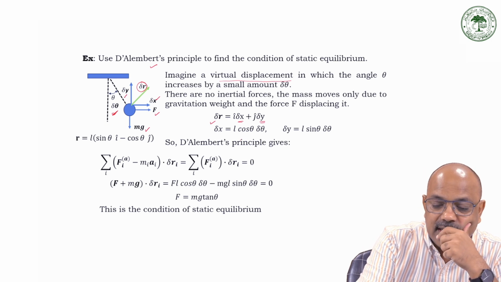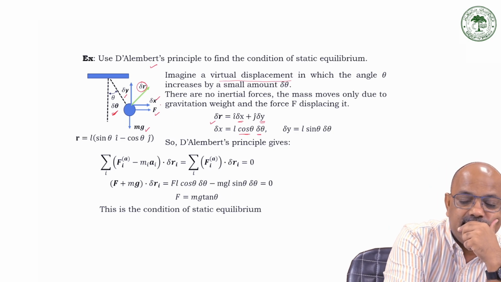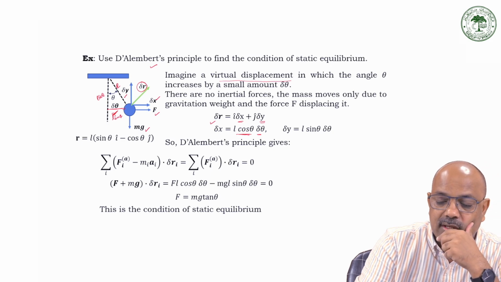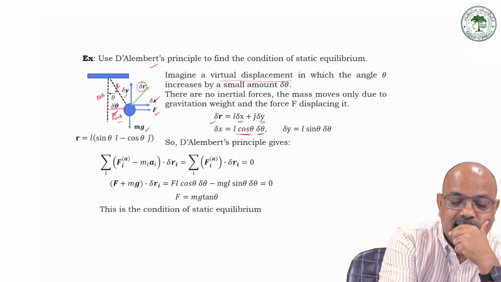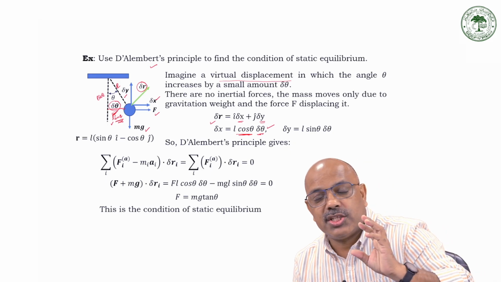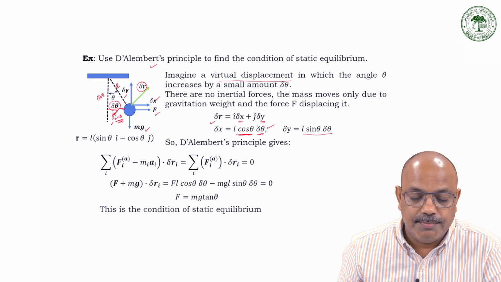Those are consistent with delta x equal to L cos theta d theta. If this is my L and this is my theta, then I find this is L cos theta and this is L sin theta. So delta x is L cos theta delta theta, because delta x is in this direction. L is constant, so sin theta goes to cos theta and theta goes to delta theta for this imaginary infinitesimal displacement. Similarly delta y is L sin theta delta theta.